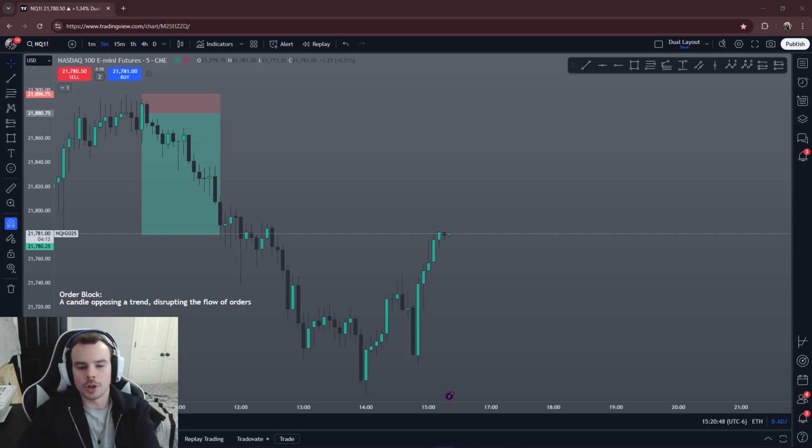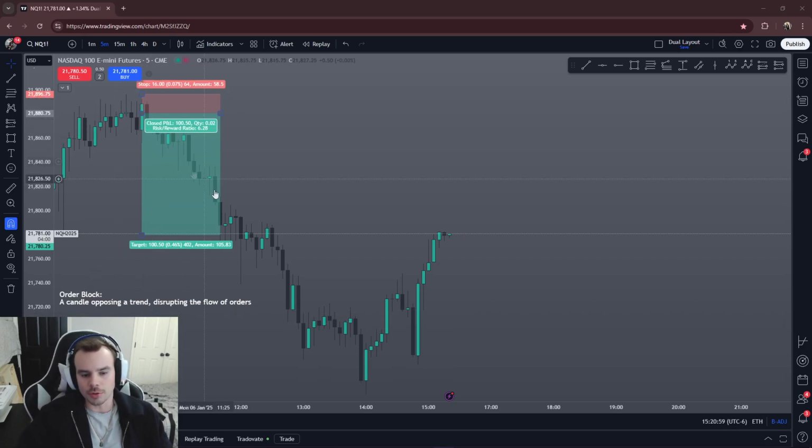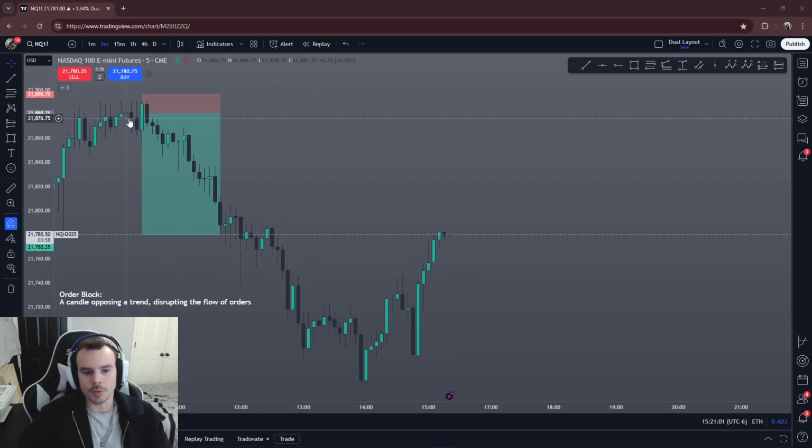I just wanted to share this with you real quick for trailing stop losses with order blocks. If you guys aren't aware of how that works or even know what an order block is, basically, I've written this down. It's a candle opposing a trend, disrupting the flow of order. Easiest way to explain it.